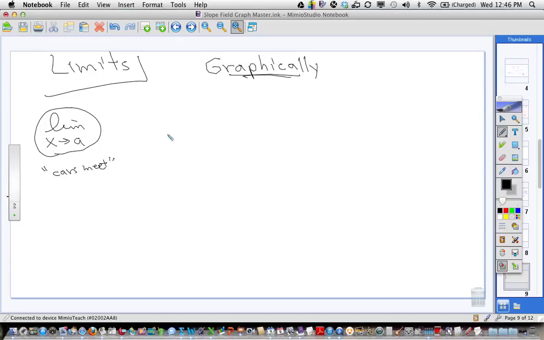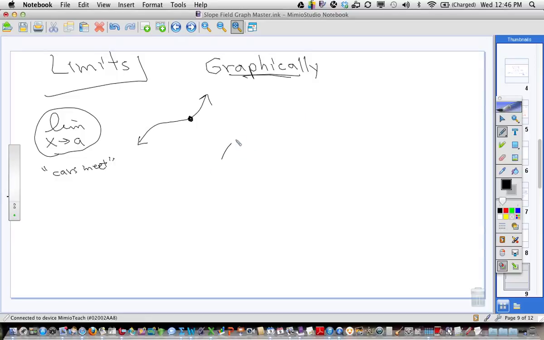Well, what are the different situations that can happen? One situation, the easiest of all, is you have a graph like this, and you're looking for the limit at that point right there. Does the limit exist in a graph like that at that point? Do the cars meet? Yes, it's whatever that y value is right there. Whatever that y value is, that's the limit. Okay, that's where the cars meet.